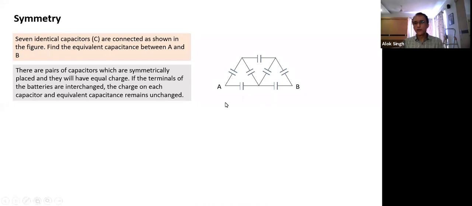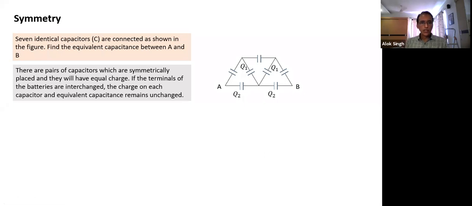Let's see what happens here. What does symmetry mean? These two are symmetrical to each other, which implies if this capacitor has charge Q1, this also will have Q1. So if A is connected to the positive terminal, this plate will have positive Q1, and the lower one will have negative Q1. So this also will have similar charge. Because they are similar, all the capacitors which are placed symmetrically will have similar charge. Similarly, these two will have another charge also. If this has Q2, this also will have charge Q2.